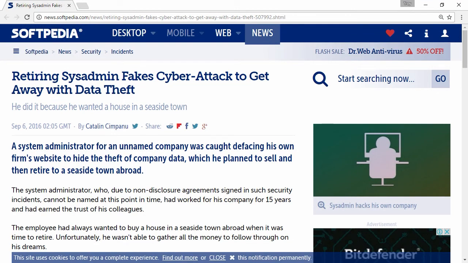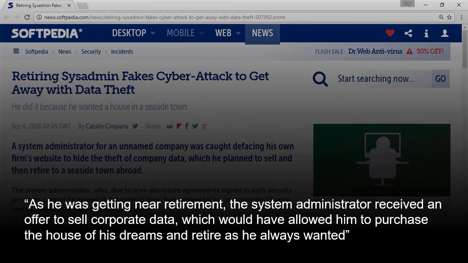So using his privileged insider access, he decided to sell data. In fact, this article talks about how as he was approaching that retirement stage, he received an offer to sell that corporate data. And that money was going to help him realize his dream of retiring in style. Now, inevitably, it didn't quite work out that way for him because obviously he was discovered. But this is a perfect example of where an insider exploits their position for entirely selfish monetary reasons.